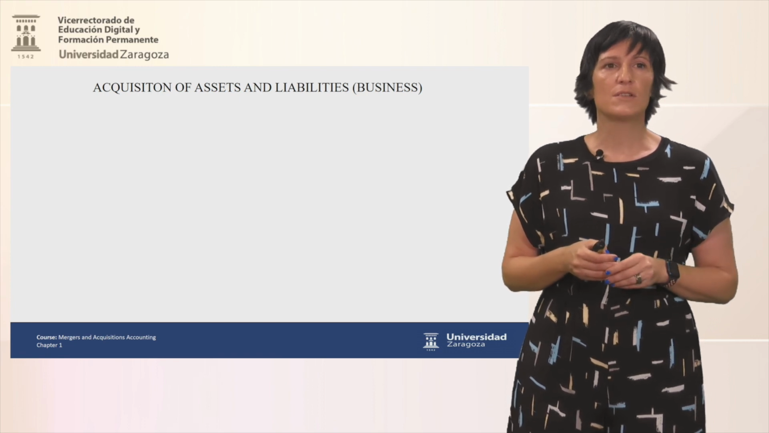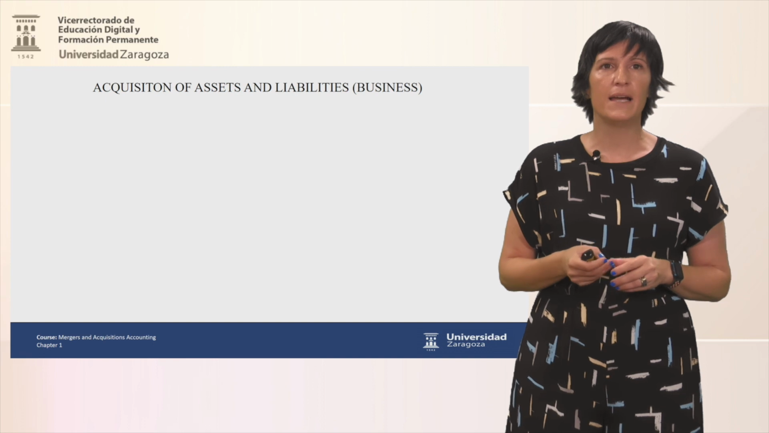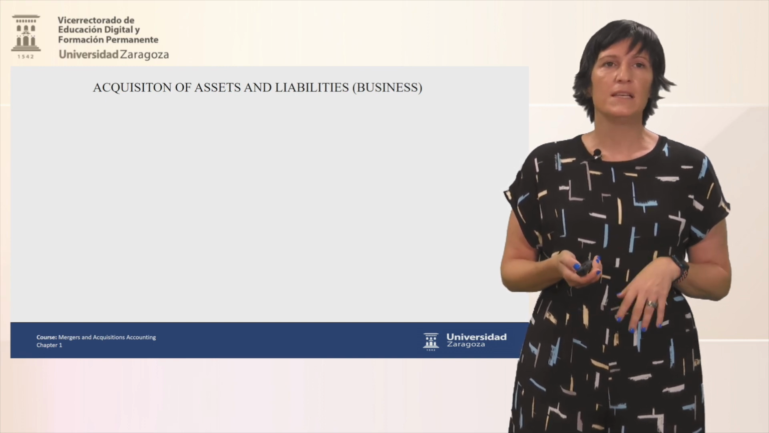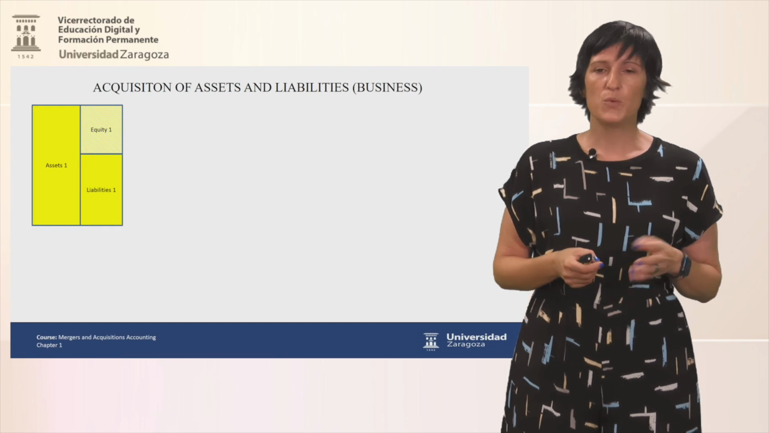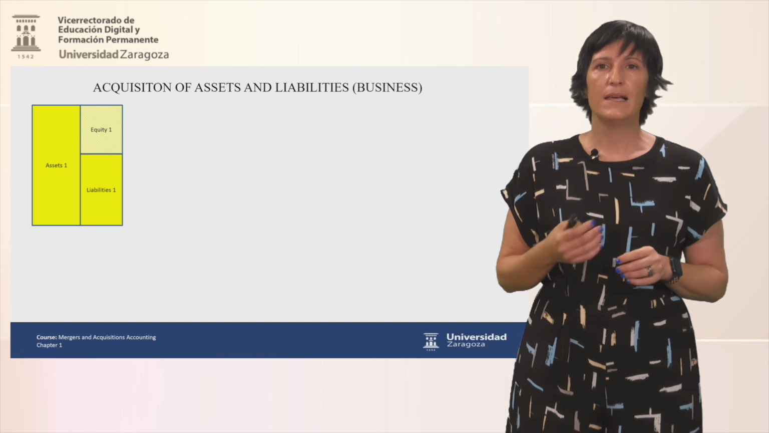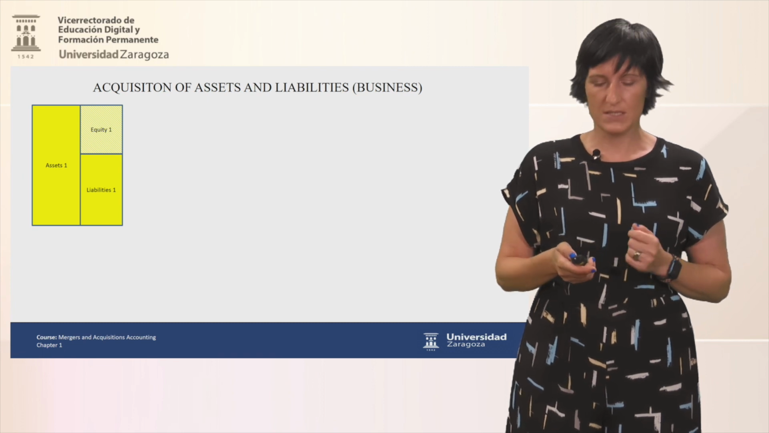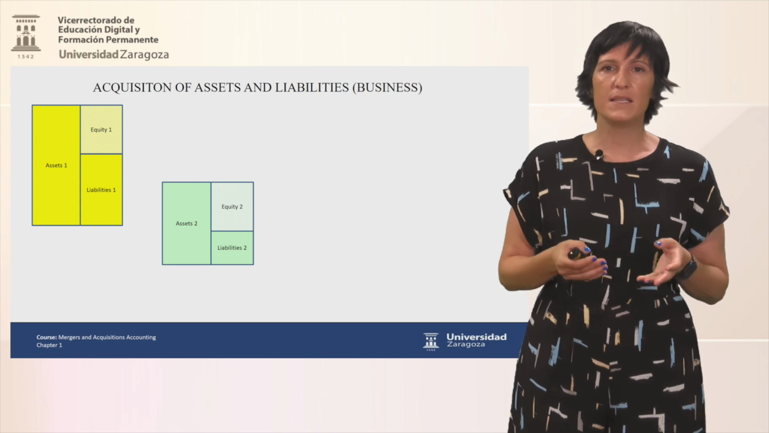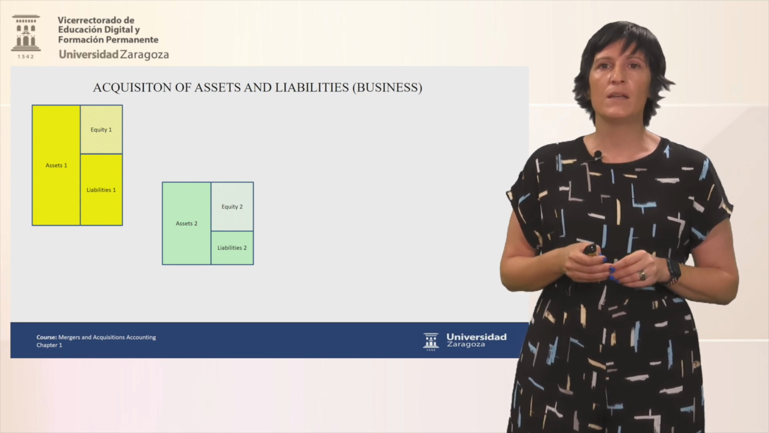So starting with the most simple operation, we will see graphically in the balance sheet how the structures of the company vary when we buy assets and liabilities of another company and we pay for them an amount in cash. So we have company one that is composed of its assets, liabilities, and by difference, as usual, we will obtain the equity.